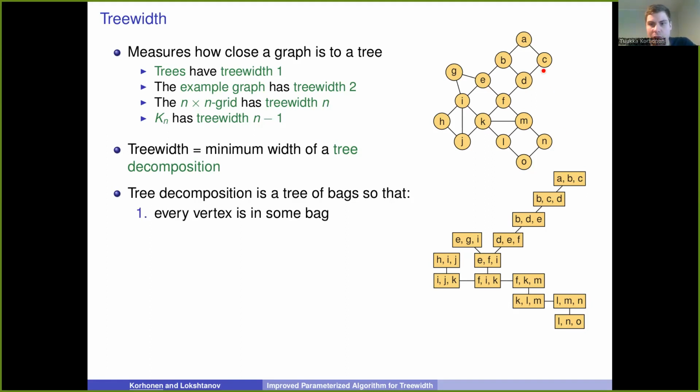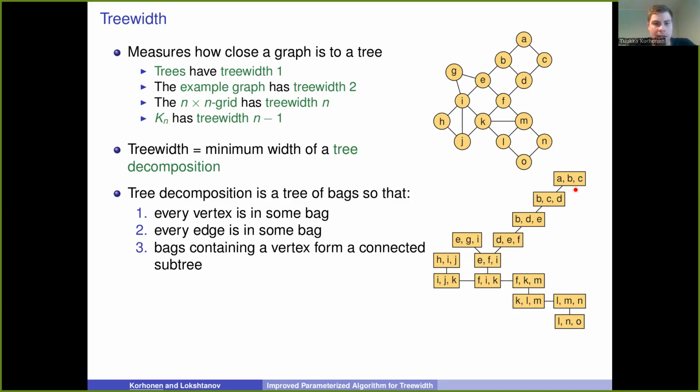First, every vertex of the graph must be in some bag. So this vertex A is in this bag here. Then every edge of the graph must be in some bag, which means that both endpoints of the edge are in the bag. So this edge between A and B is in this bag because both A and B are in it. And then for every vertex, the bags containing that vertex must form a connected subtree. So for example, if you look at the vertex I, then it's in this bag, this bag, this bag, this bag, and this bag. So they form a connected subtree of this tree.